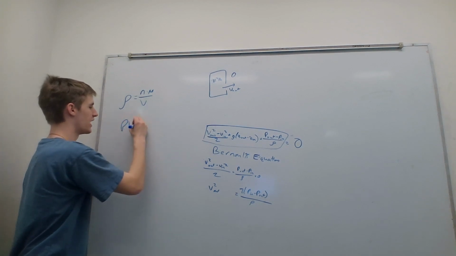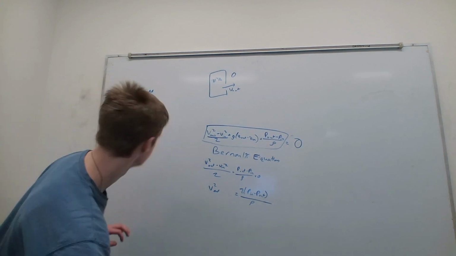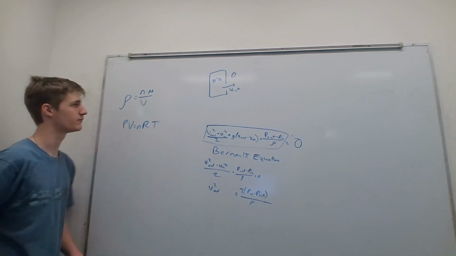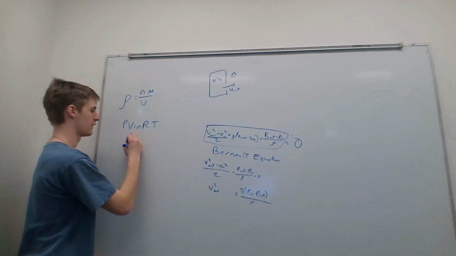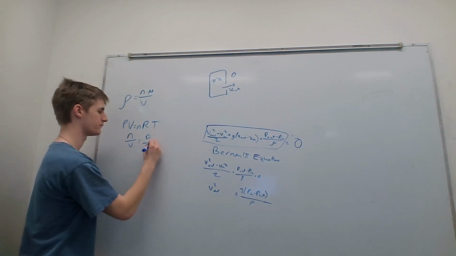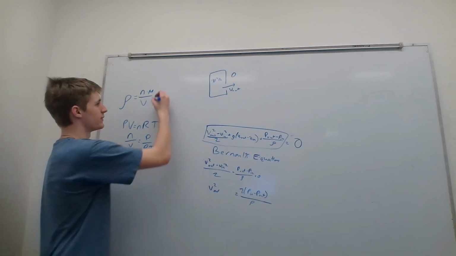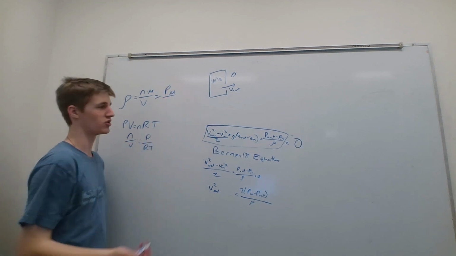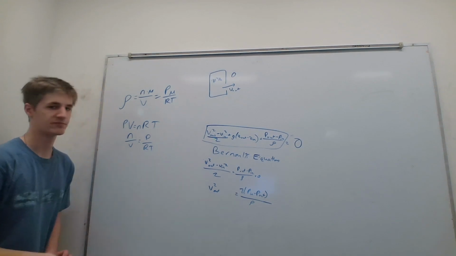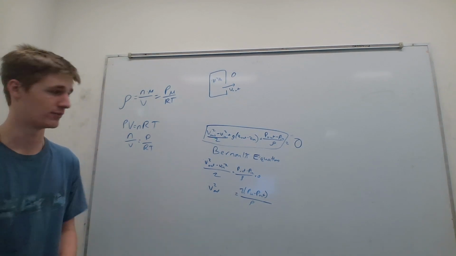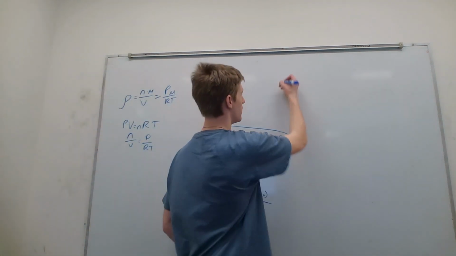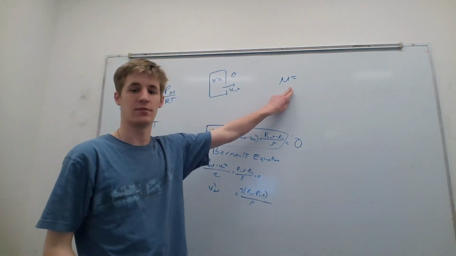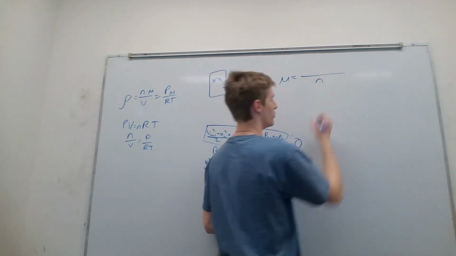Now if we look at our ideal gas law, let me write this a little better. PV equals nRT. If we solve for n over V equals P over RT. Right, so now we can say that density equals pressure times molar mass over R times T. Right. So now we actually need to calculate molar mass. Right. So the molar mass equals mass over the number of moles. Right, so we have the number of moles.